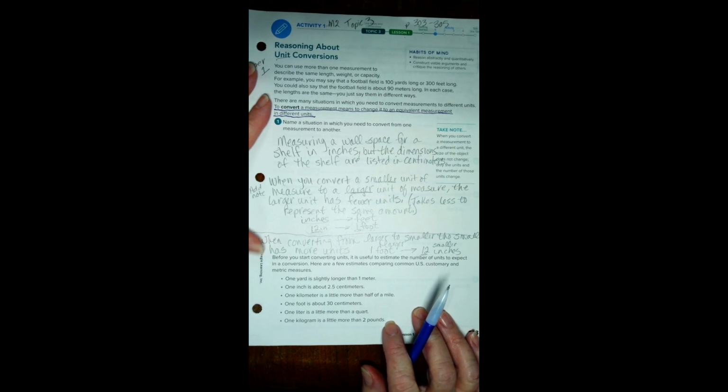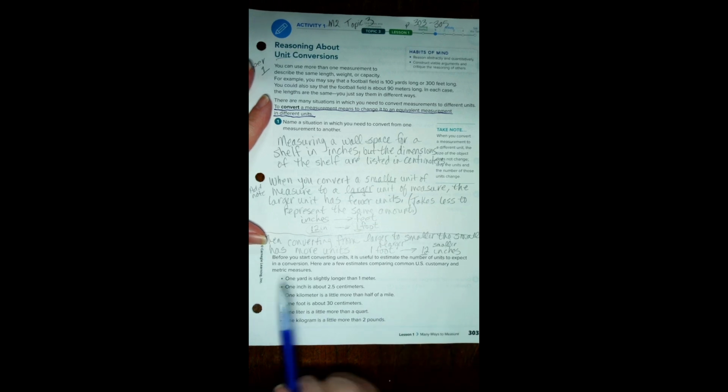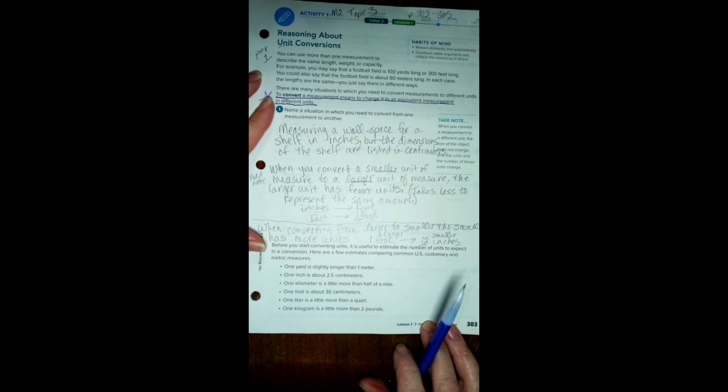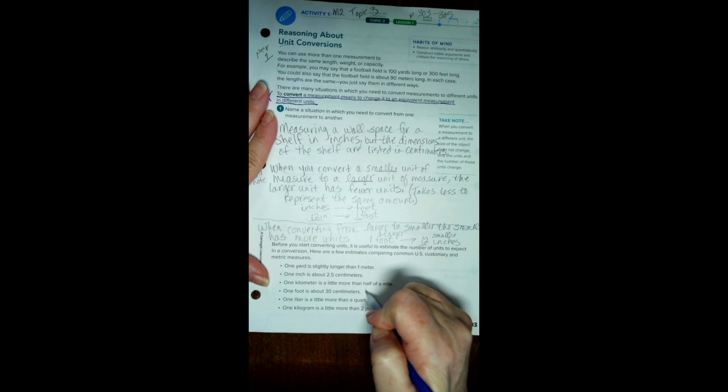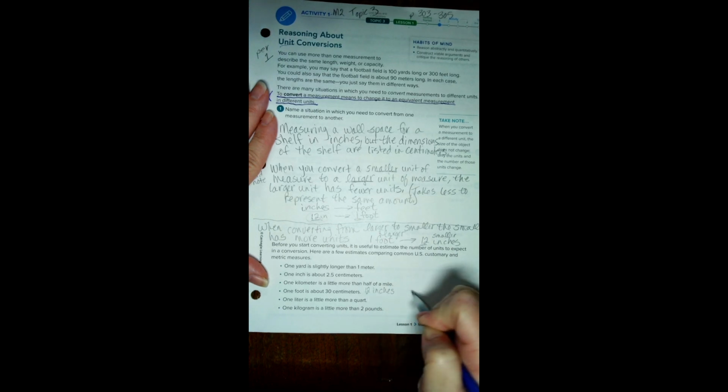Before you start converting units, it's useful to estimate the number of units to expect in a conversion. Here are a few estimates comparing common U.S. customary and metric units. 1 yard is slightly longer than 1 meter. 1 inch is about 2.5 centimeters. 1 kilometer is a little more than half a mile. 1 foot is about 30 centimeters. So we could also say 12 inches. This little symbol here, an equal sign with a wavy line, means is approximately 30 centimeters. 1 liter is a little more than a quart, and 1 kilogram is a little more than 2 pounds.